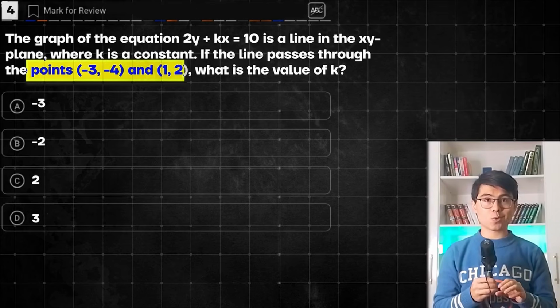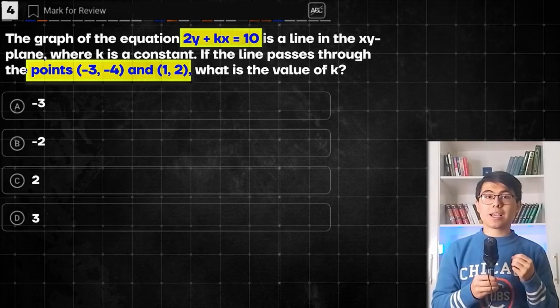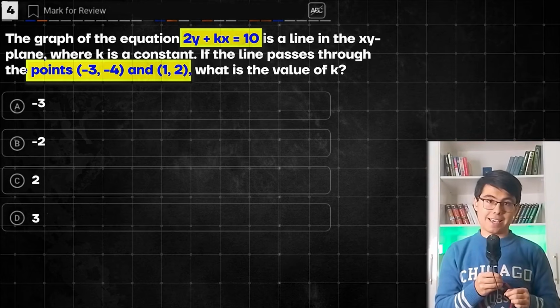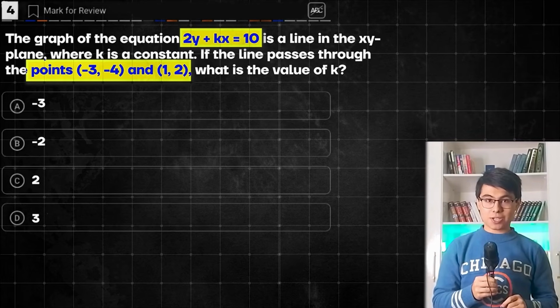So prediction number 4. This one looks very easy, but the SAT loves to sneak in tiny traps. We have 2 points, 1 line, and 1 mystery constant. And if you miss it, you might completely fail your test. And the question is, what is k? So now it's time to solve this question.